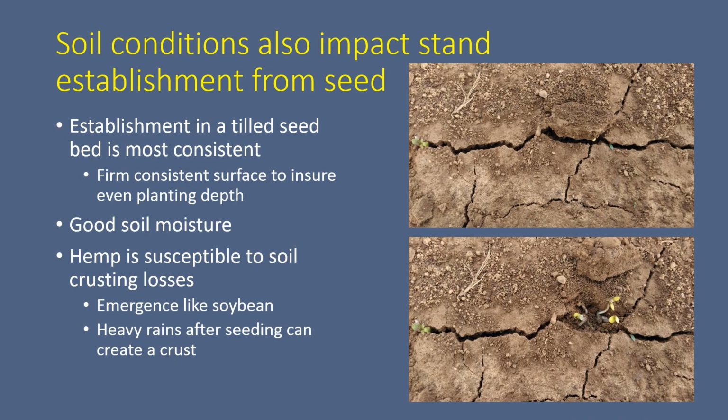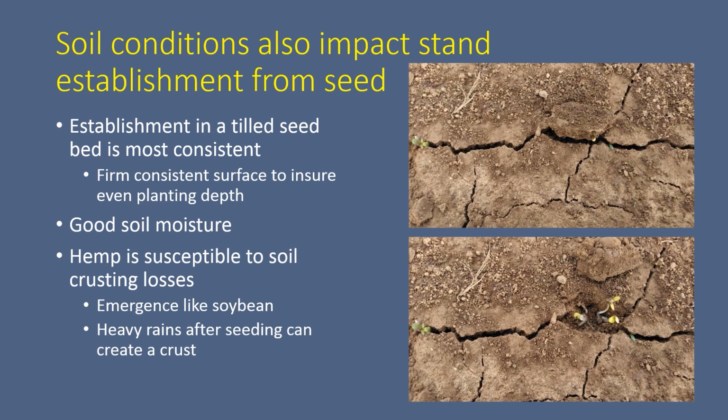As I said, you do need some moisture to get the seeds up, but if you get a heavy rain immediately after transplanting, crusting can be a big issue. We've had the best success, most consistent success in establishing stands in tilled seed beds. We've been able to have some success in no-till, but still working on the methods to get that correct every time. But after you've tilled that seed bed, you want to kind of cultipack it or drag it to press it down a bit and firm that surface to ensure an even planting depth.